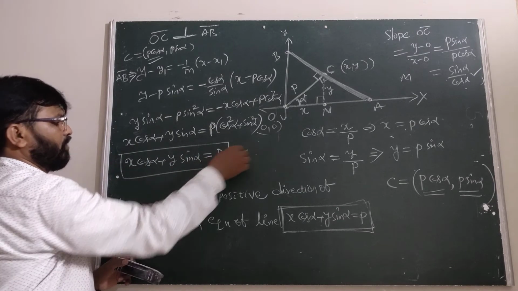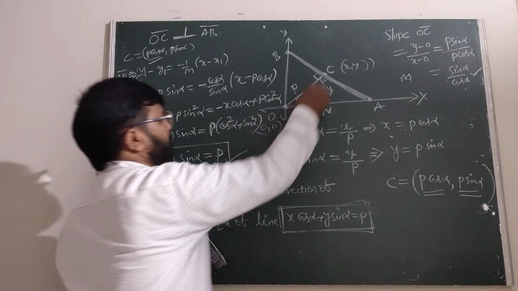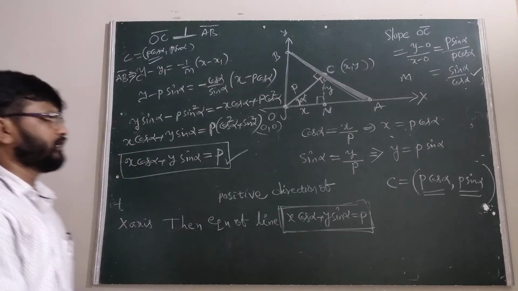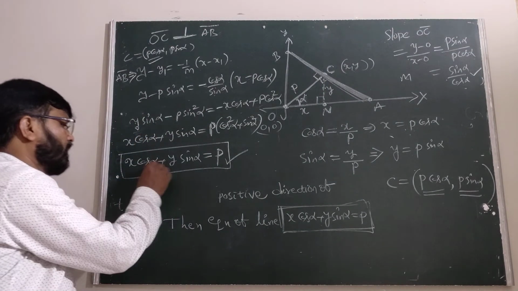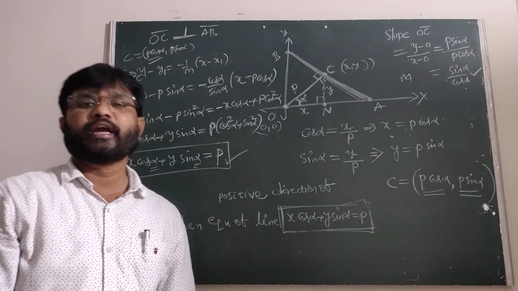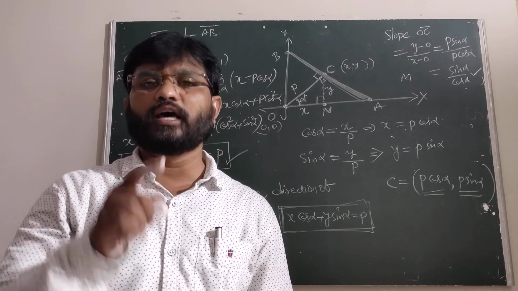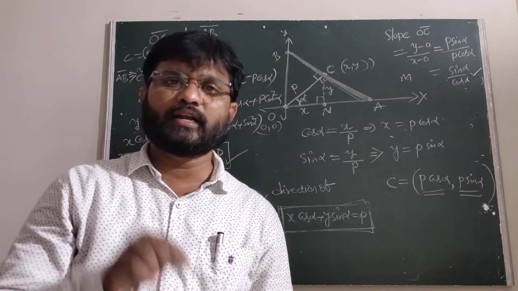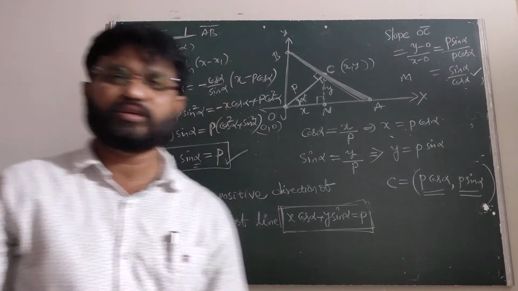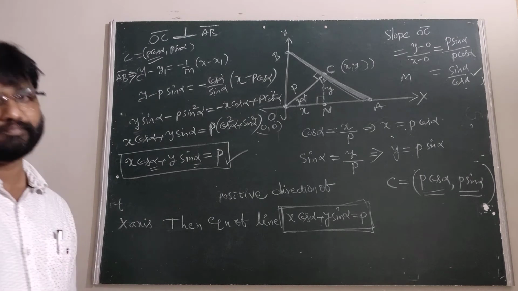This is the normal form. What is the p here? It is the distance from the origin to the given line. What is alpha here? Alpha is the angle made by the normal from the origin to the required line, which makes the positive direction of the x-axis. Okay, x cos alpha plus y sin alpha equal to p.